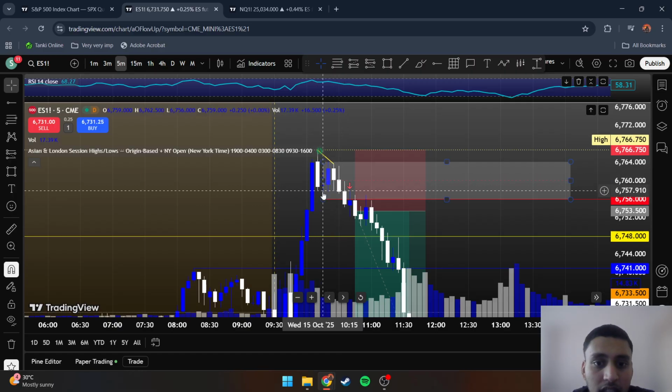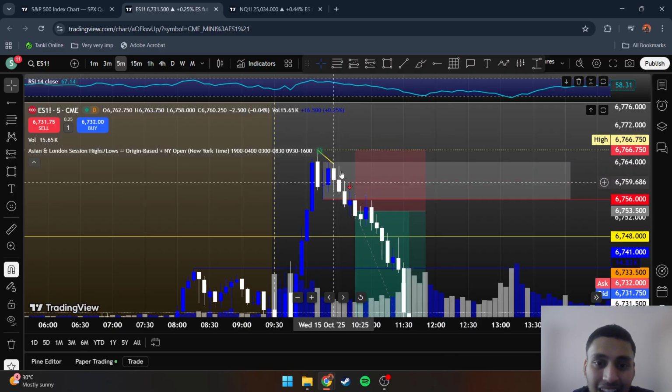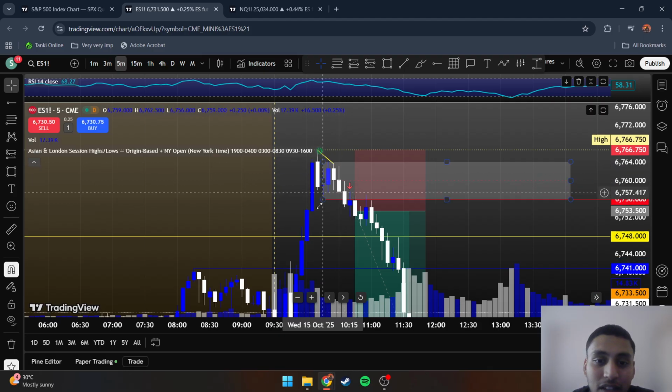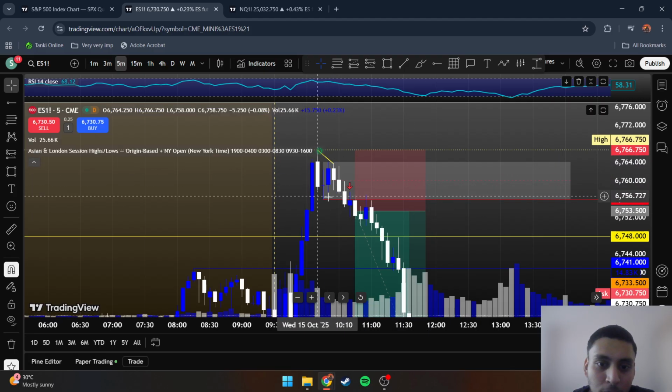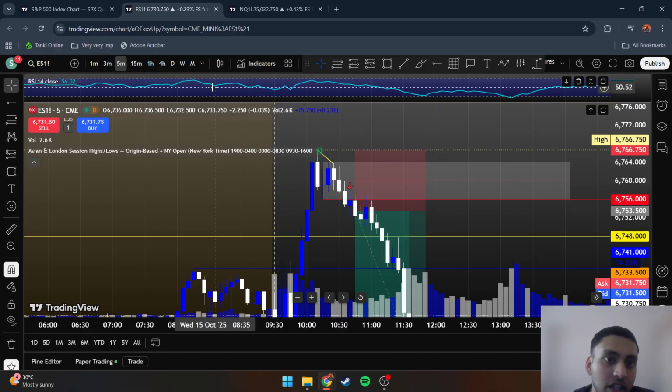What is this then? It's the order block, the move up before the break of structure, on the 5 minutes.